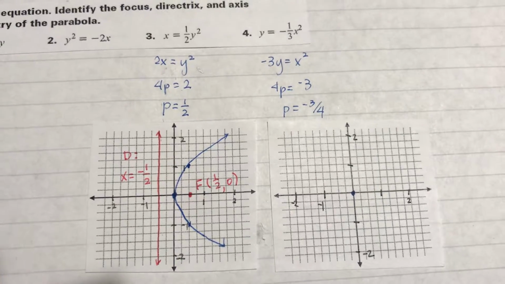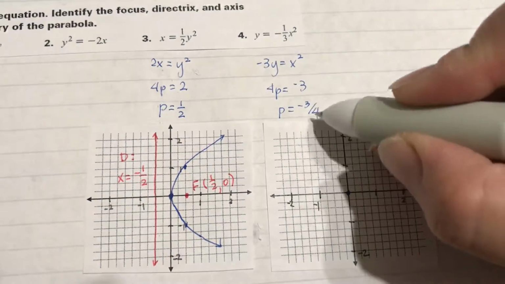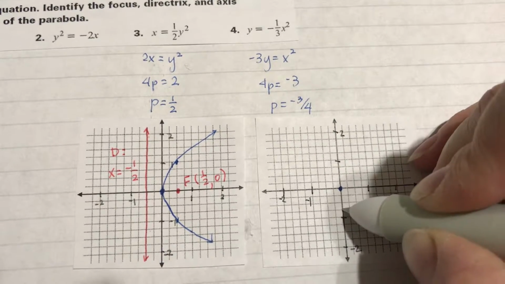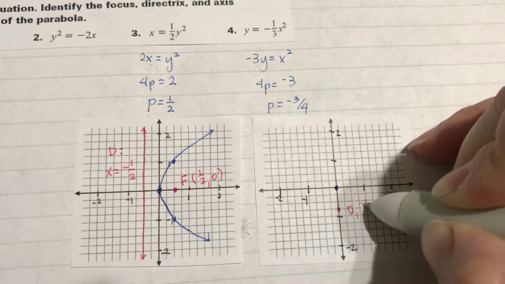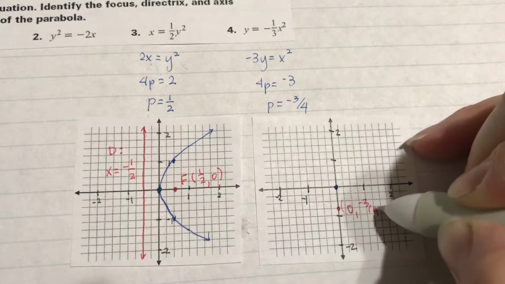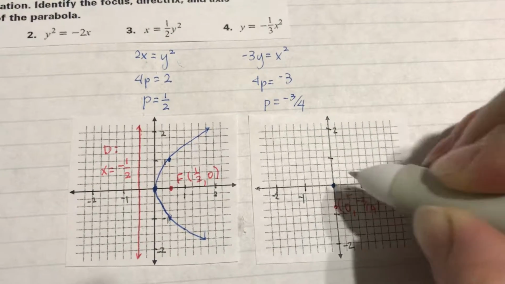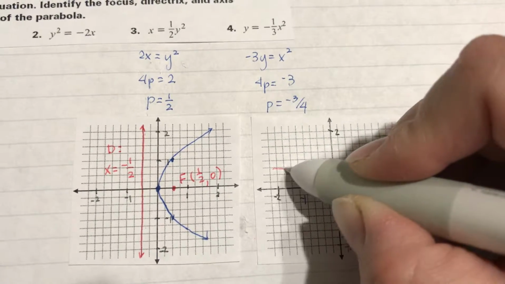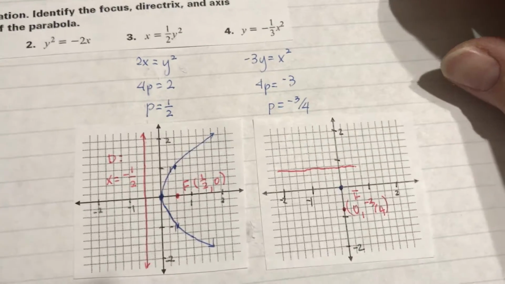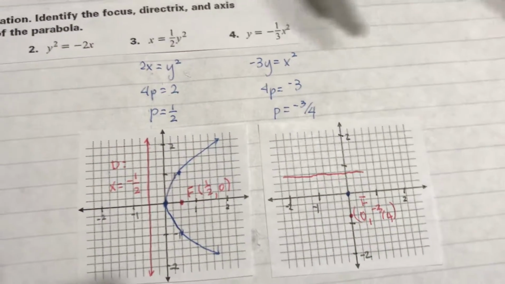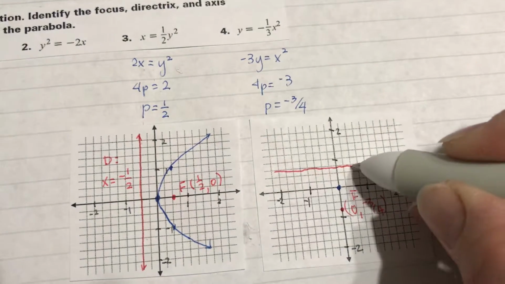All right, your parabola is still going to start at the origin, 0, 0. And because this is a vertical parabola, it says to go down 3/4 for your focus. So here at -3/4, so 0, -3/4 is my focus. Go up 3/4, and there is your directrix.